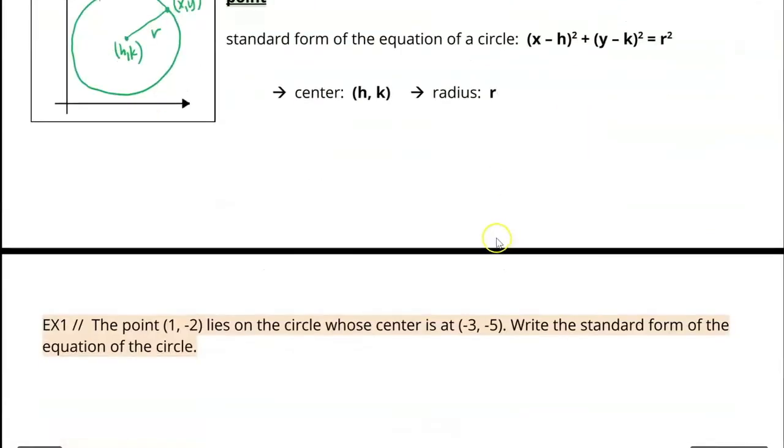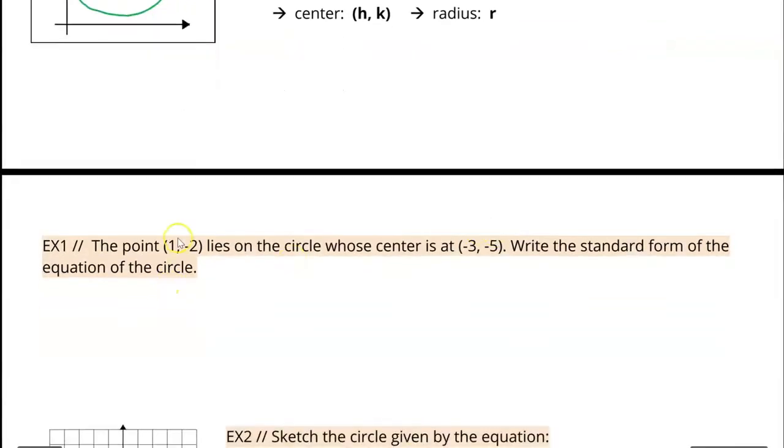Okay. So what we need to be able to do is, given some information, we need to potentially graph the circle and/or write the equation of the circle. Okay, so this one is going to give us some information, and we're going to write the standard form. So if there's a point on the circle, that point is going to get substituted for x and y, and then the center is going to be our h and our k. So what I'm going to do is take the standard form of a circle, which is x minus h squared plus y minus k squared, and set this equal to r squared.